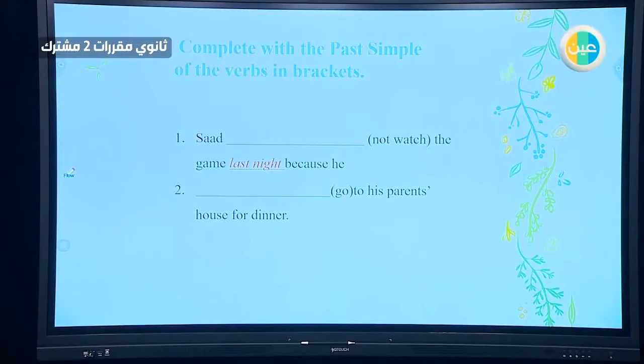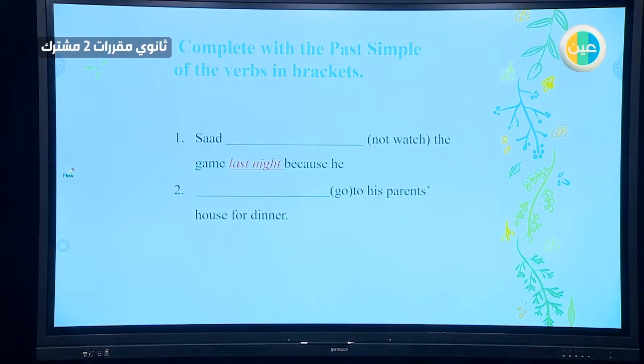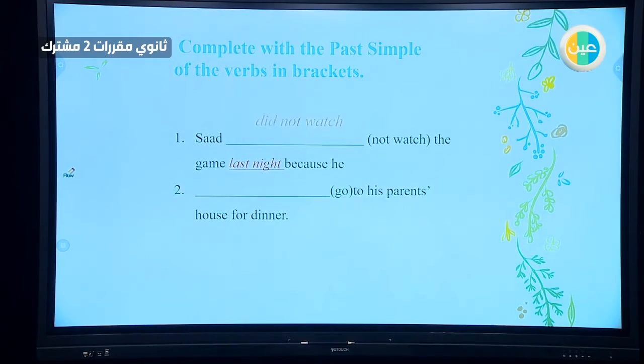It's very important for me to go through this very quickly with you because we cannot cover most of the information, but I'm going to show you just samples, examples of how they can come, or how you would see it in your test. For example, here you have Saad not watch the game last night. I underlined last night because I want you to know this sentence is in the past. How would you negate that verb? You have not here. It means I want the negative, and I want it in the past. You're going to say, he did not watch.